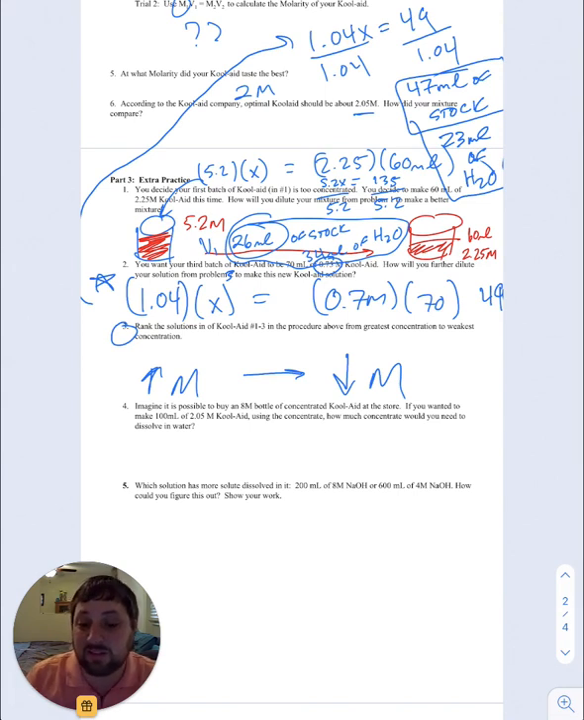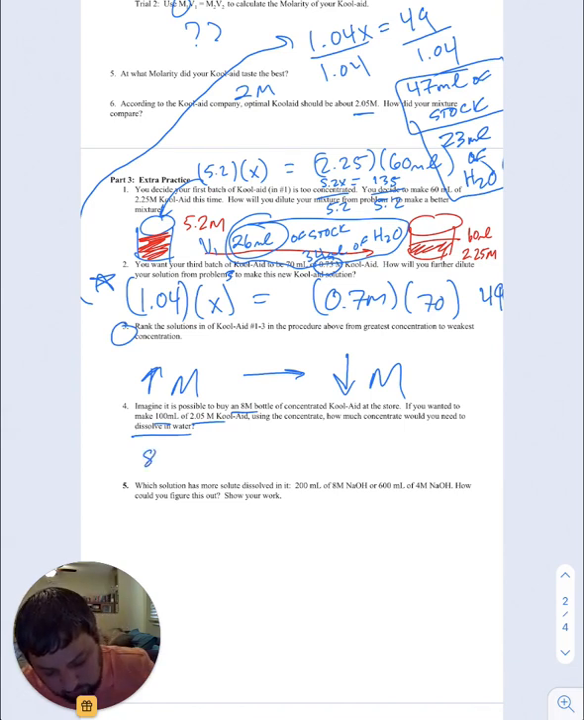So let's read through it and see if we do need a new formula. So it says, imagine it is possible to buy an 8 molar bottle of concentrated Kool-Aid at the store. If you wanted to make 100 milliliters of a 2.05 molar Kool-Aid using the concentrate, how much concentrate would you need to dissolve in water? And we don't actually need a different formula, okay? It says right here, essentially, we're diluting it. We're starting with a stock, and we're ending with a watered down version. So we're going to use the same exact formula here.